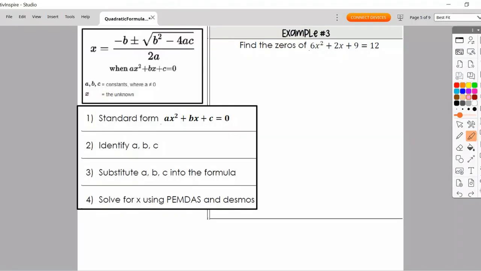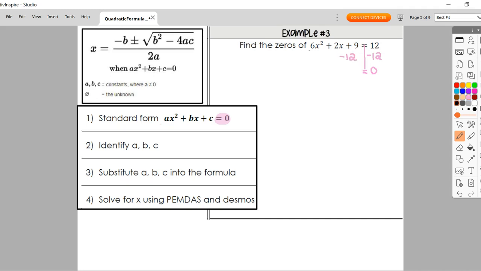Again, first step for example number 3 is to find the zeros of 6x squared plus 2x plus 9 equaling 12. Remember, it has to equal 0 to be able to be solved with the quadratic formula or even by factoring. But we go ahead and do that by getting one side equal to 0, which is easiest on the right side for this problem. Easiest way is I have a positive 12, so I subtract 12 to get 0 on the right side. And what I do to one side, I must do to the other.